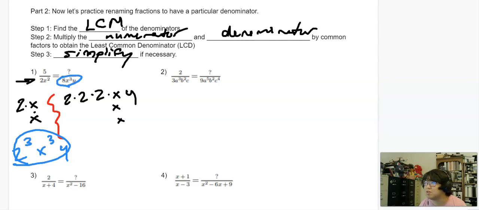Now we get to step 2. Step 2 is a little more difficult. What do I mean by multiply the numerator and denominator by common factors to obtain the least common denominator? Well, I'm talking about the first function on the left. I'll use a different color here. This one on the left. I'm talking about multiplying that one by some factor to obtain the least common denominator.